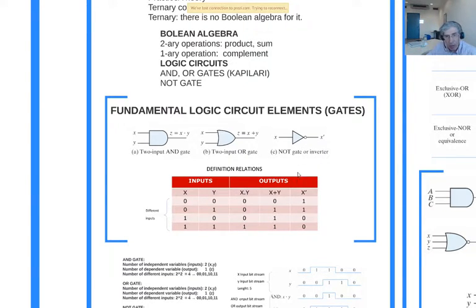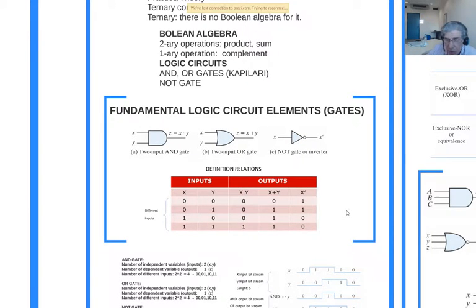For the complement, you don't need 4 lines here. Just 2 of them is enough, because since you've got 1 input here, it could be 0. When the input is 0, the output is 1. When the input is 1, the output is 0. So just writing 2 lines, I could represent this NOT gate.